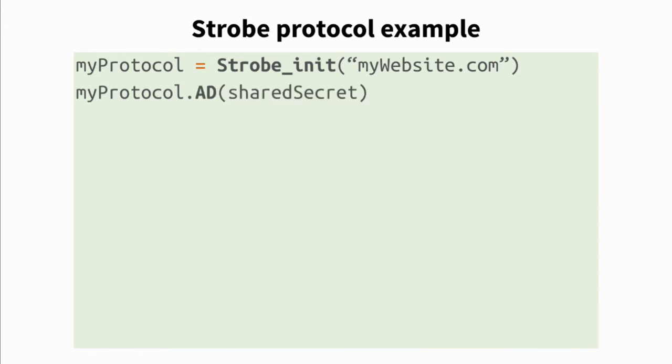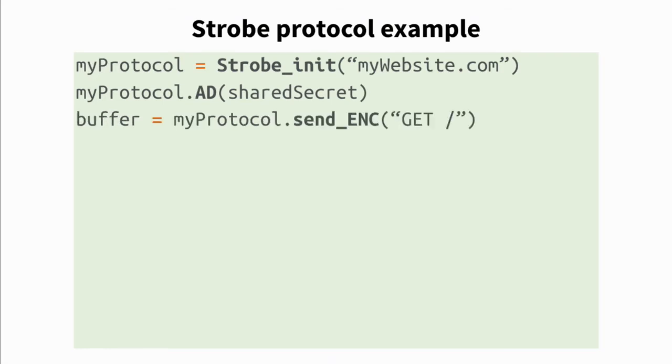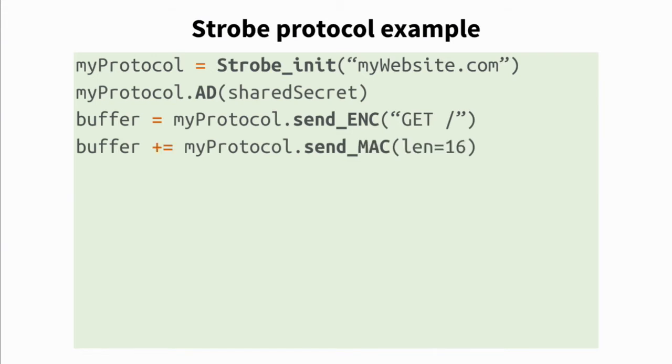Then I absorb a shared secret. So I absorb it with a function called AD that Strobe gives us, authenticated data. And I do that on both sides, right? So both devices have this shared secret. And now I have a secret in place, so I can encrypt. So I can use the send ENC command to encrypt a GET request, for example. Right? Makes sense. I'm sending some encrypted data. Of course, I want to authenticate what I just sent, so I use the send MAC for message authentication code with a 16-byte MAC, and I send that.